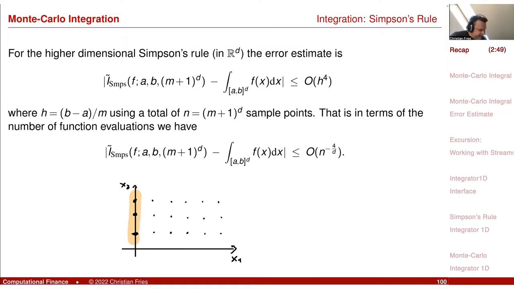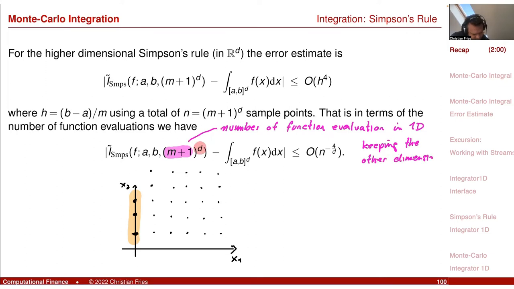If you then ask yourself how many function evaluations you have, we count the computational effort in terms of function evaluations. You have n function evaluations in x1 per x2, so you have n to the power of d function evaluations. It will be (M plus 1) to the power of d, if M plus 1 is the number of function evaluations along one dimension. So you see that we have a special structure: we build a Cartesian product of integration rules. And this gives us an exponential growth in the dimension.